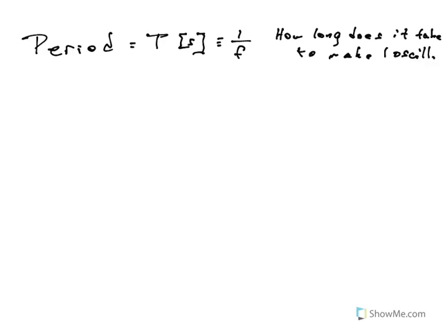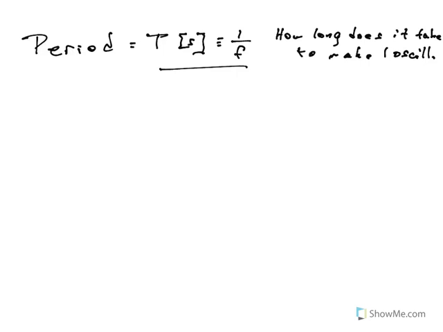So very similar to frequency. Frequency is how many oscillations happen in 1 second. The period is how long does it take to do one oscillation. And they're related by, of course, this equation right here. If you know the frequency, then the period is just 1 over the frequency.